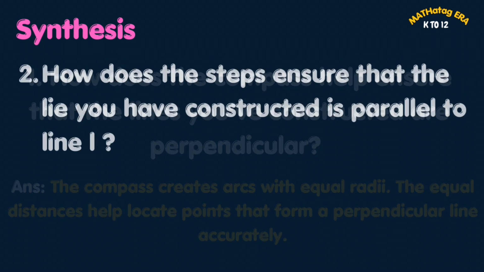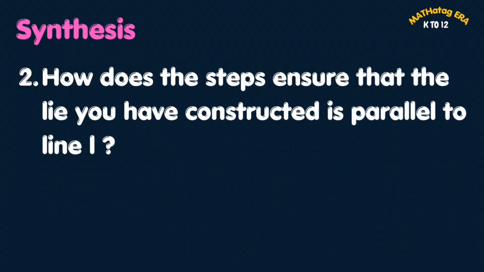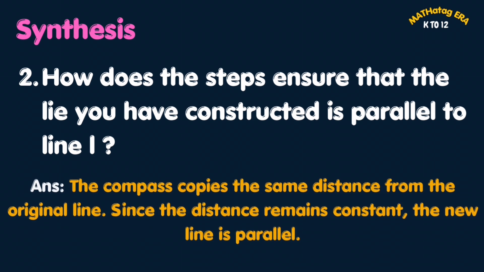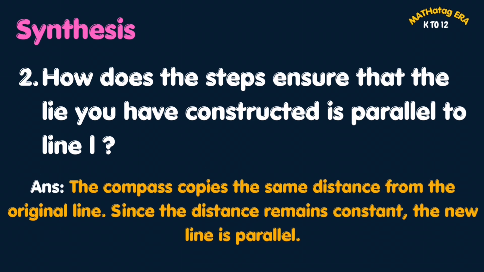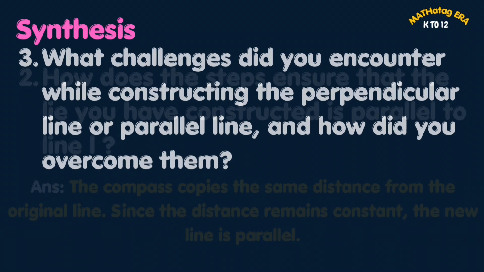Question number 2. How do the steps ensure that the line you constructed is parallel to the given line? We know that the compass copies the same distance from the original line. Since the distance remains constant, the new line is parallel.